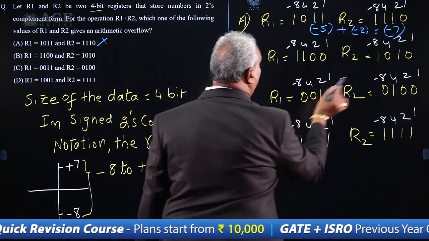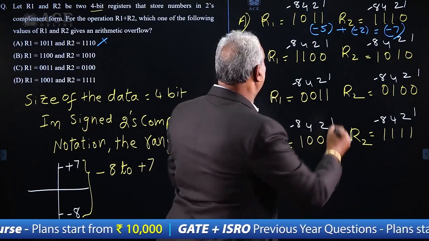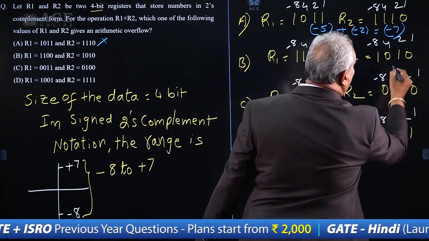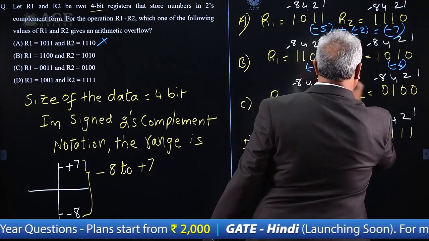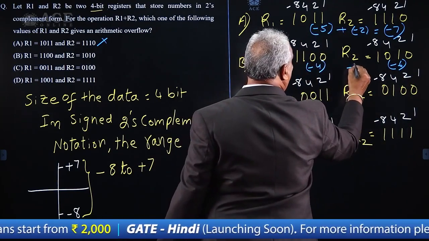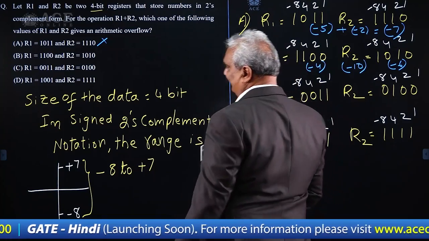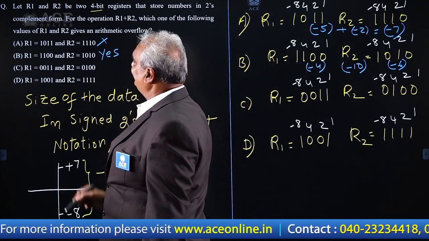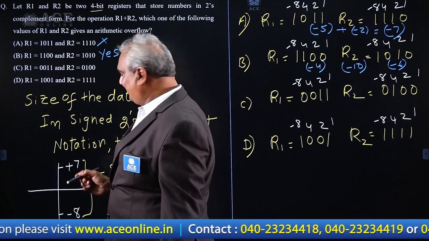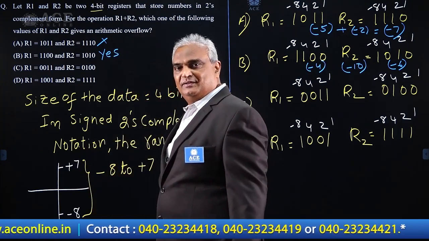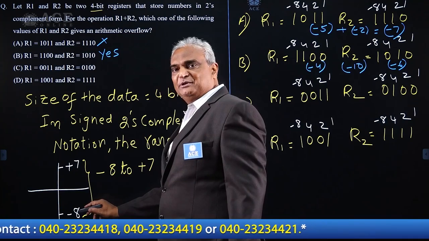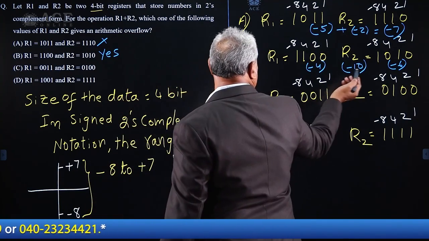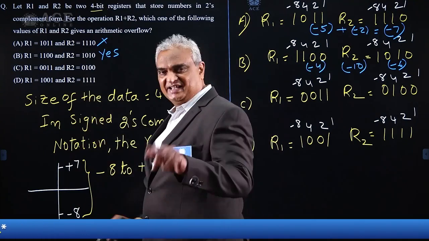Next, what about option B? Here R1 value is minus 4 and R2 value is minus 6. Means minus 4 plus minus 6, R1 plus R2 is minus 10. Yes, it gives arithmetic overflow because it is not in this range. The smallest negative data that can be stored by the 4-bit register is minus 8, but here the result is minus 10. So option B is correct.